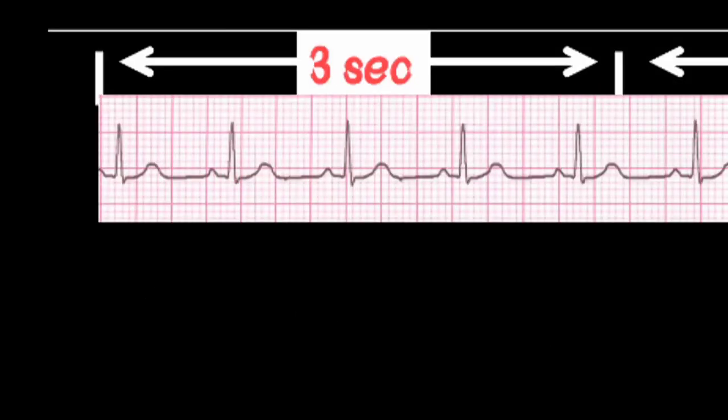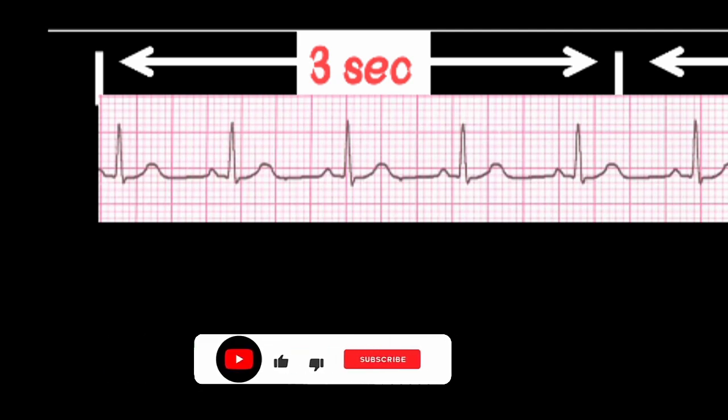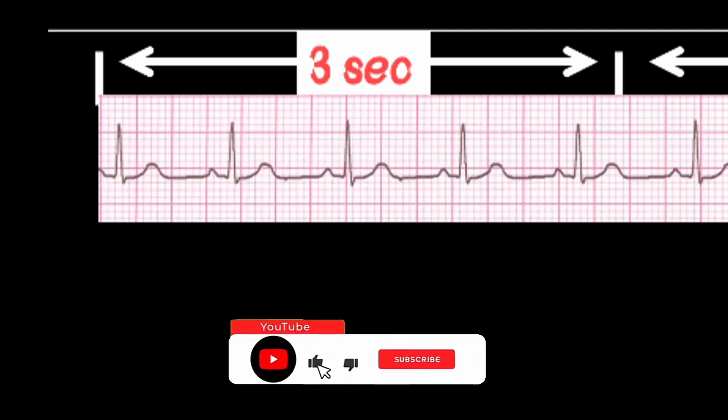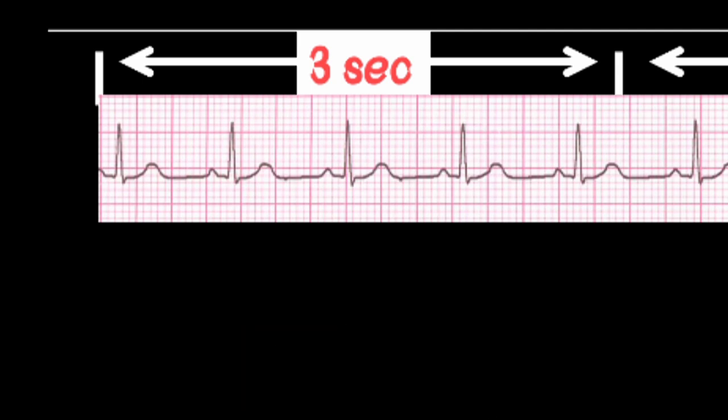Now let's apply another method for calculating the heart rate. This is the same as the previous one, but with a bit of difference: we are going to calculate the number of small boxes between two R waves and then divide 1500 by it. Let's consider the same two R waves as before. To make it easy, we have three big boxes, and as you know, each big box contains 5 small boxes.